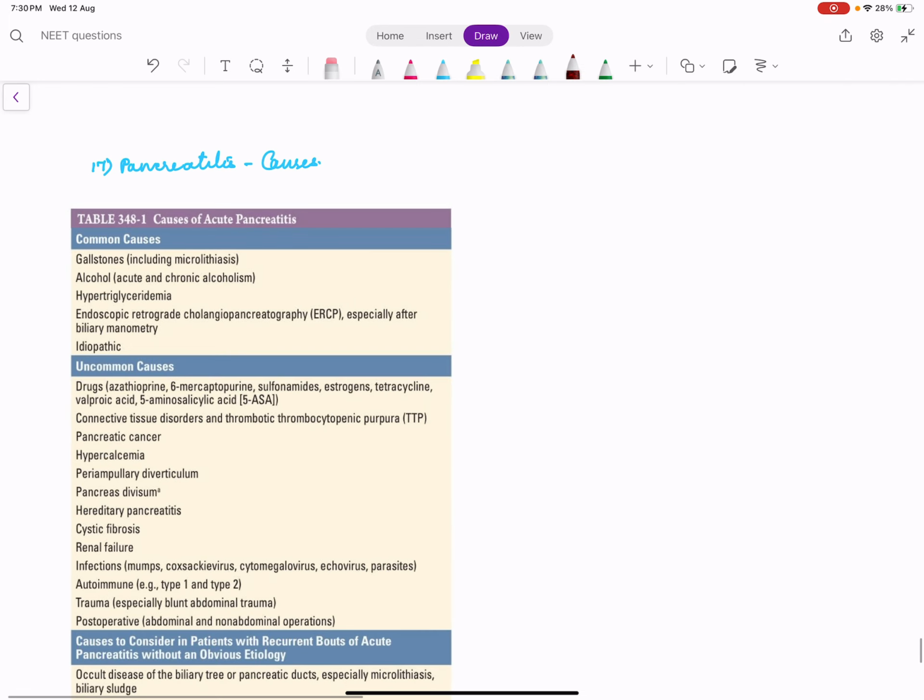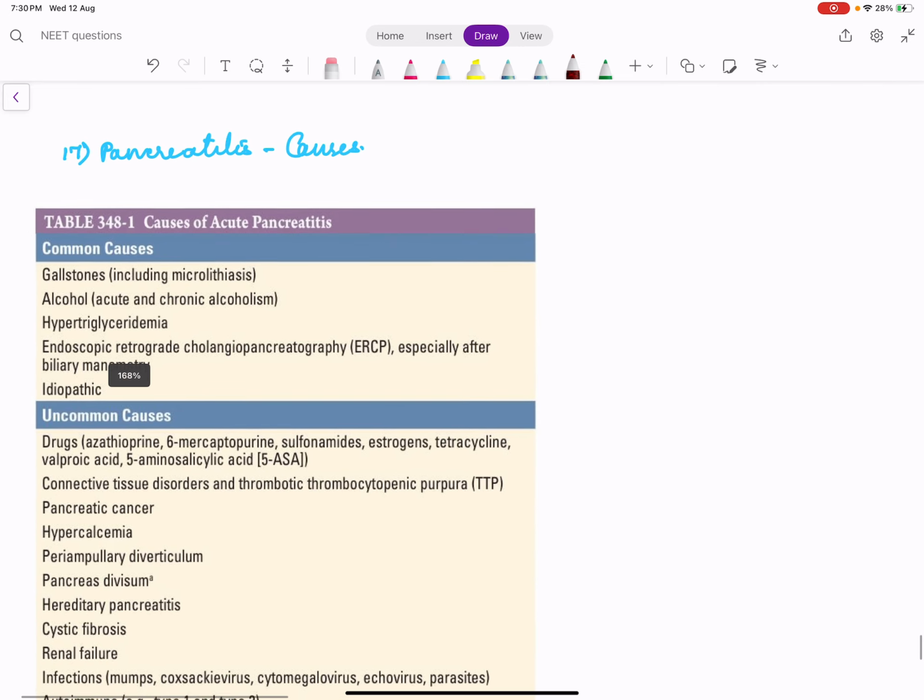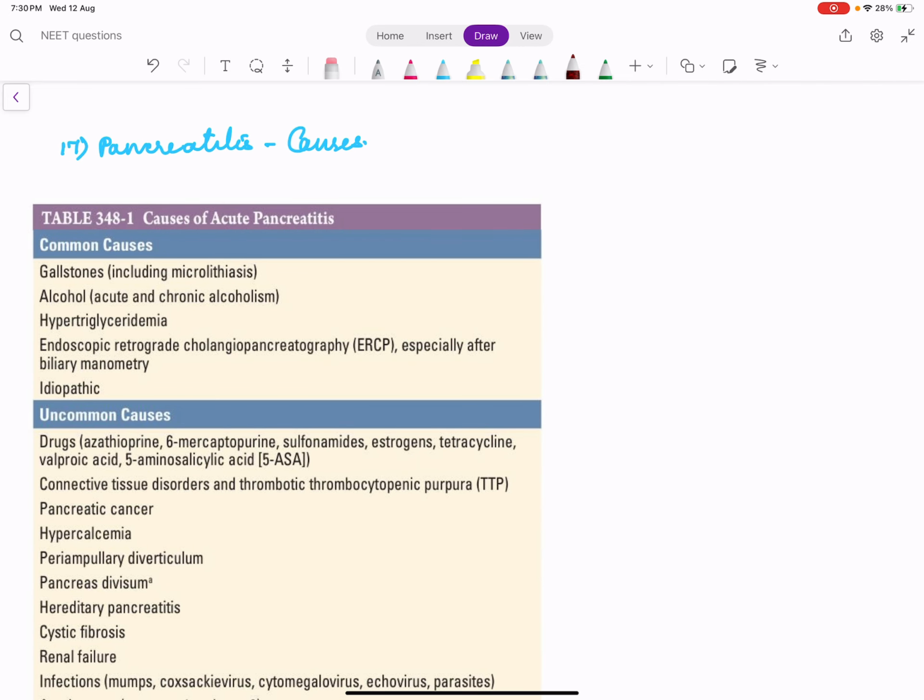Now, pancreatitis again. When we discussed the GIT, we covered the esophagus, the stomach, the small intestine, and the large intestine. But I didn't mention the solid organs in the GIT. Solid organs do not come directly as a part of the GIT, because the liver and biliary tract is a separate system altogether.